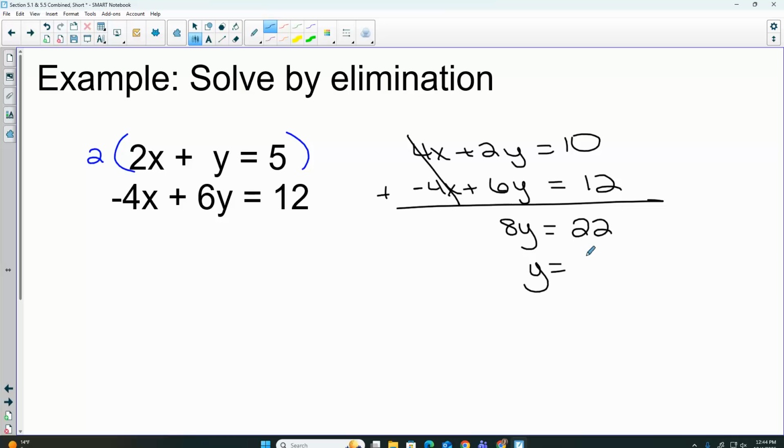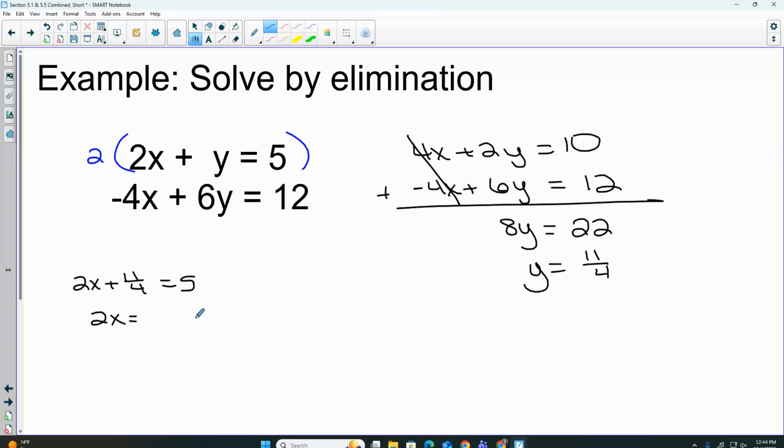Divide by 8, and we get 11/4. We can have fractions on these, so that's not alarming. In this, how do I now find my x? Plug it back in. Either equation, so if I go with the first one, 2x plus y, which was 11/4, equals 5.